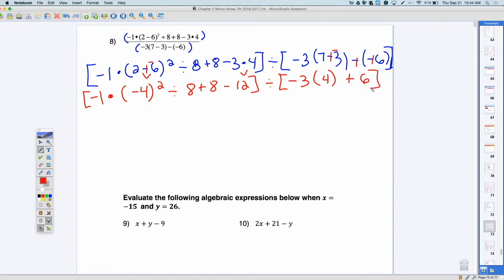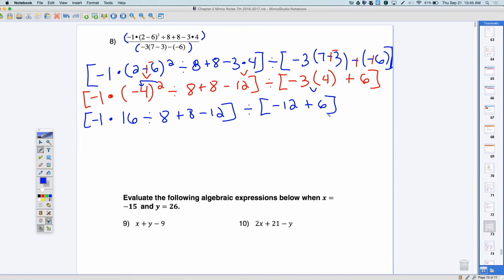Go back over to the left side, and we have to do the exponents. So -4 to the second power gives us 16. We divide that by 8 plus 8 minus 12. Close up the left side, and then we go on to the right. We have to do -3 times 4, which is -12, plus 6, and close your brackets.